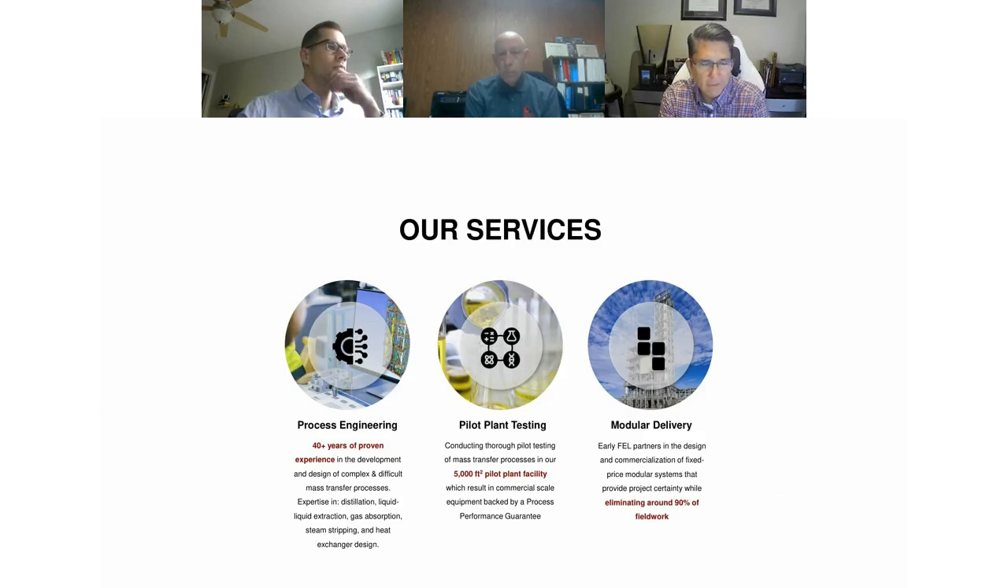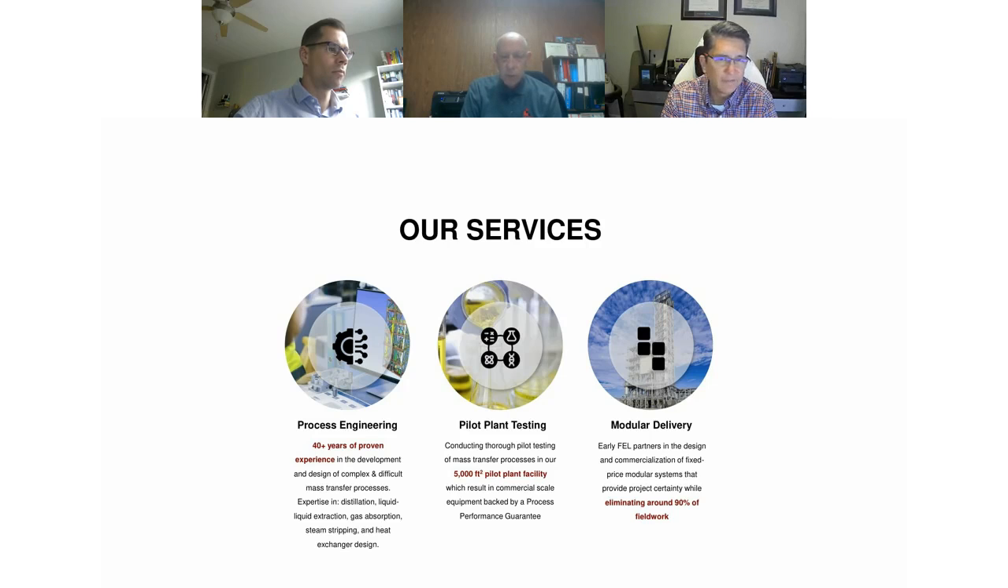Services are really divided into 3 different sections. We're primarily process engineers. The company is made up predominantly of process engineers and have various expertise in difficult separations, whether it be distillation, liquid-to-liquid extraction, gas absorption, steam stripping, and also we do some heat exchanger design. We're also backed up with a pilot plant located here in Houston. Don and Brendan will be sharing some details about that in their presentation.